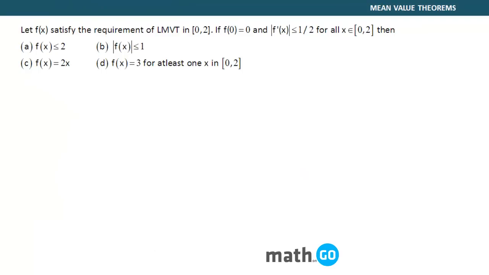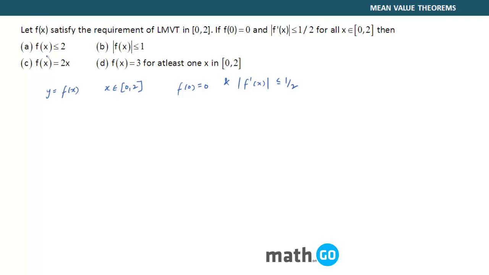Let us take an interesting problem on LMVT, which says that f(x) is a function which satisfies LMVT in x belonging to [0, 2]. So there is a function y = f(x) which is satisfying LMVT in the range 0 to 2. That means it is continuous and differentiable in this particular domain. Also given is f(0) = 0, and the other thing given to you is modulus of f'(x) is less than or equal to 1/2.